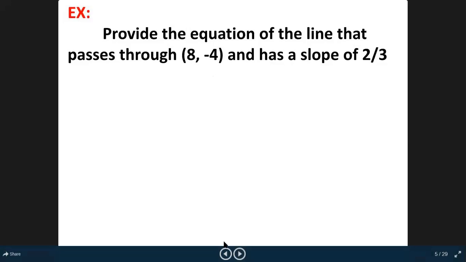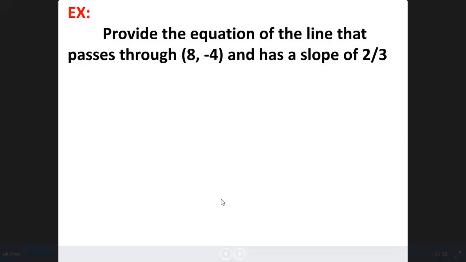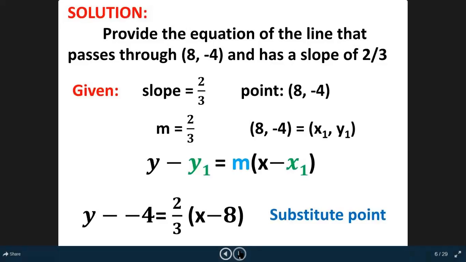So it will be y minus negative 4, equal to 2 over 3, x minus 8. Amazing, excellent.